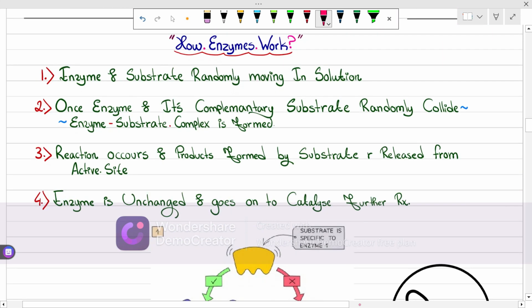How do enzymes work? This is the process. First, enzymes and substrates are randomly moving in the solution. Once the enzyme and its complementary substrate randomly collide, the enzyme substrate complex is formed. Then a reaction takes place and products are formed, released directly from the active site. After this reaction has taken place and the products are released from the active site, the enzyme is unchanged and goes on to catalyze further reactions.